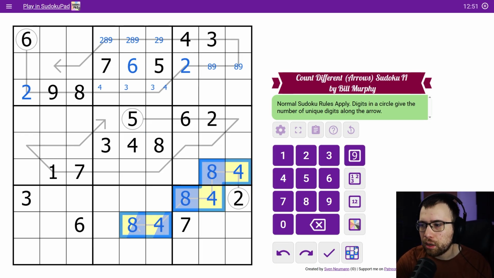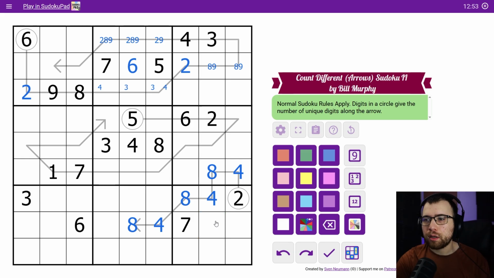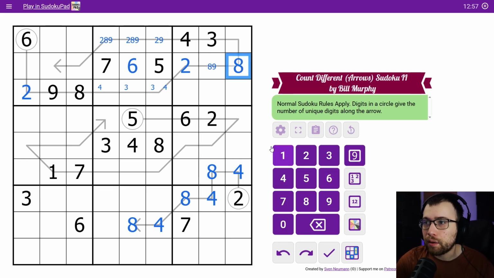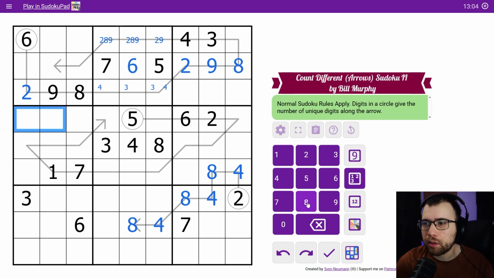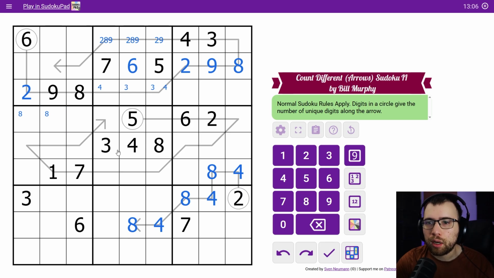Okay, let's get rid of the color here. Okay, nice. And that takes care of this up here. That 8. This is actually a really, really fun puzzle. Like, I really, really enjoy this. There's an 8 in one of these two. What else do we got for 8s?